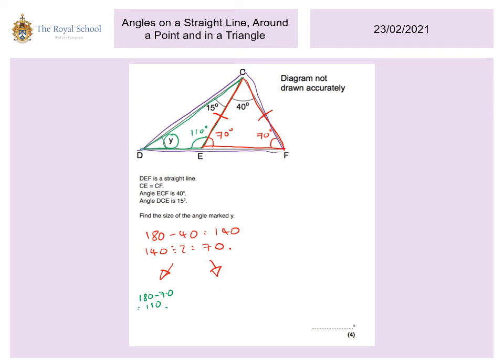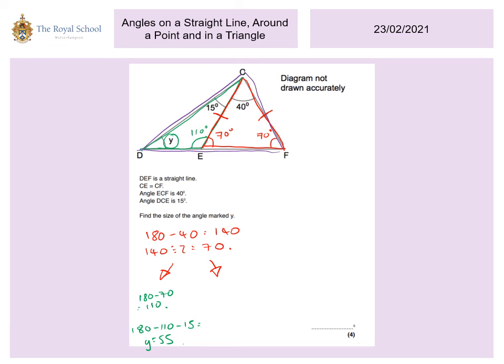And now I can deal exclusively with the green triangle. I know that the green triangle has an angle Y, an angle 15, and an angle 110. So I could do 180, take away 110, take away 15. We'd get our answer to that. That's going to give us 180, take 110 is 70, and take 15 gives us 55. So y equals 55.